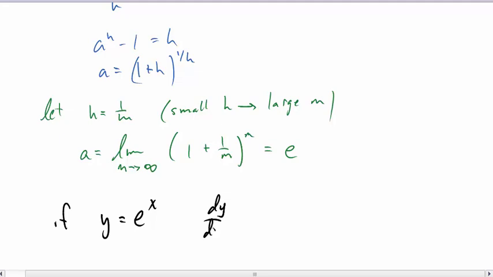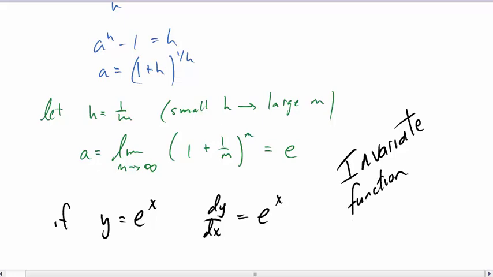So, big time here, if y equals e to the x, dy/dx equals e to the x. The function e to the x, the exponential function, is what we call an invariant function under differentiation. So from this point forward, there should never be any question about what the derivative of e to the x is. It's itself. But if you should need it, make sure you're checking your formula book because it is there.